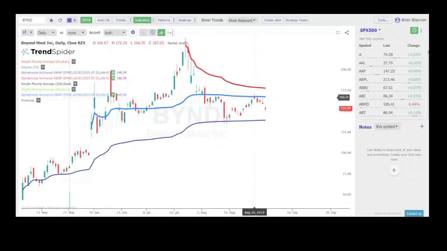And when it came up there, I tweeted last week, it looks like it's headed for another test of the volume weighted average price from the IPO. So it looks like it's headed back down there to me.